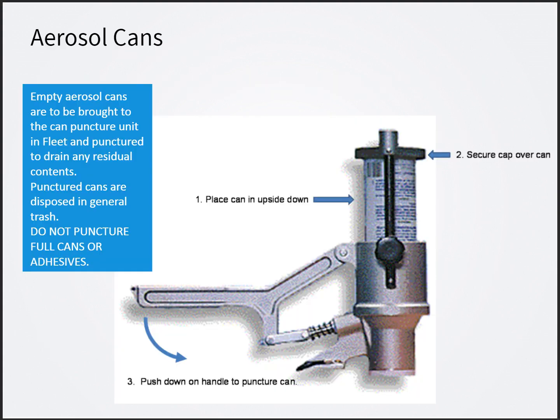Empty aerosol cans ought to be brought to the can puncture unit in fleet and punctured to drain any residual contents. The punctured cans are disposed in the general trash. Be sure not to puncture full cans or cans containing adhesives. To use the unit, place the can upside down, secure the cap over the can, and then push down on the handle to puncture the can and release the contents.